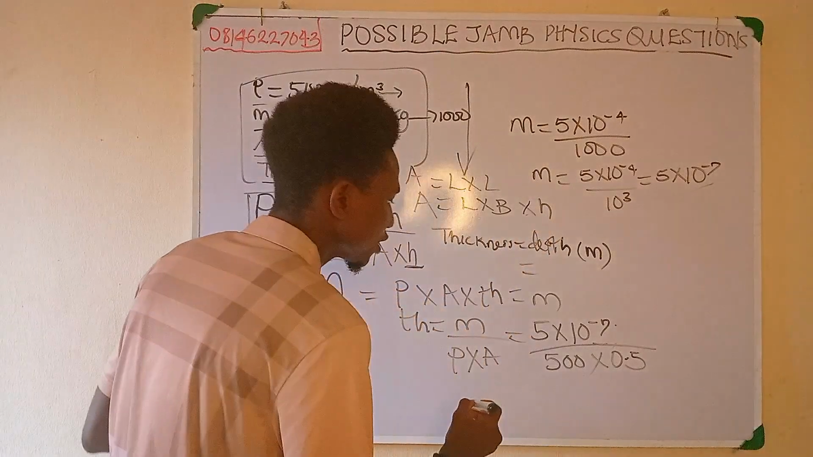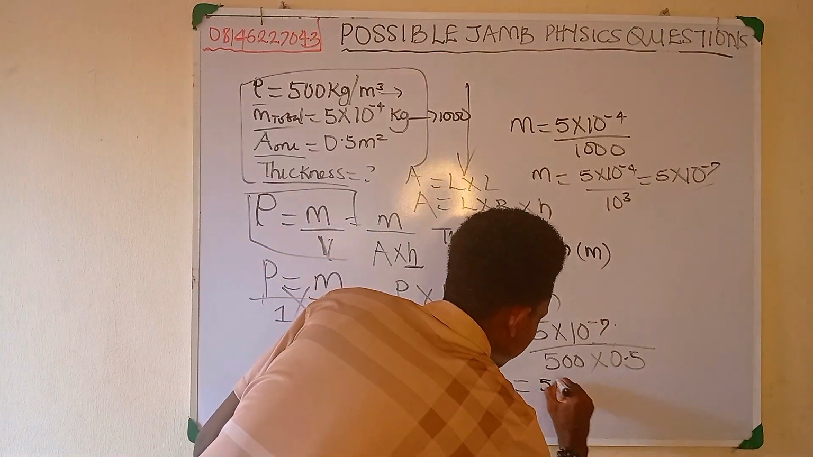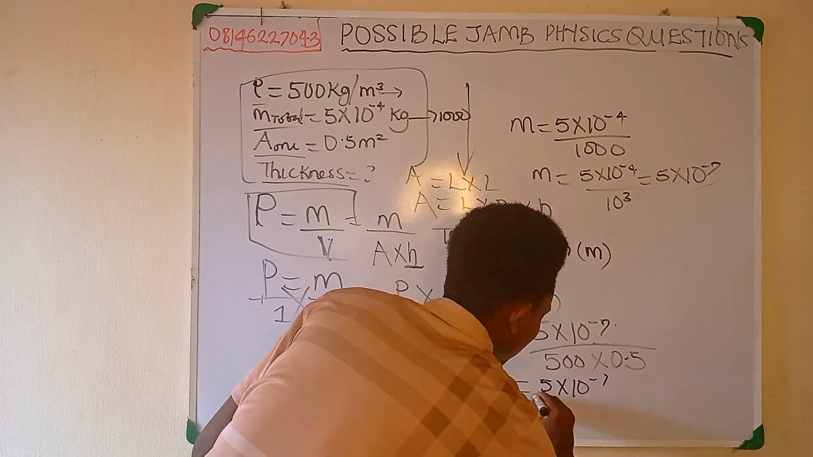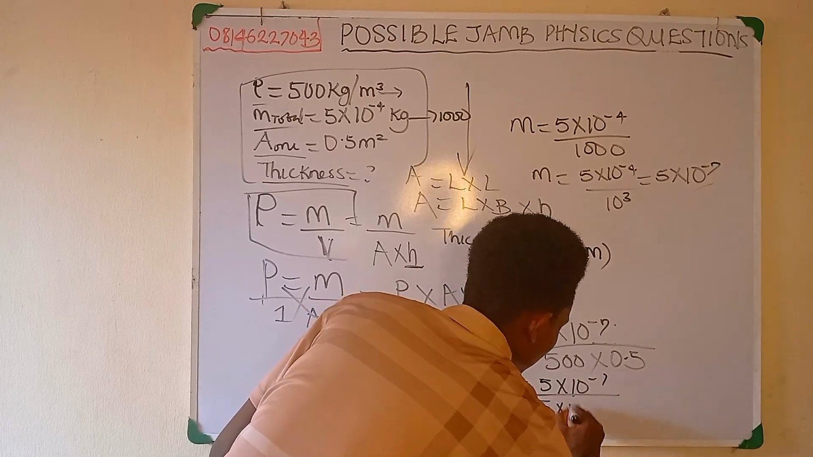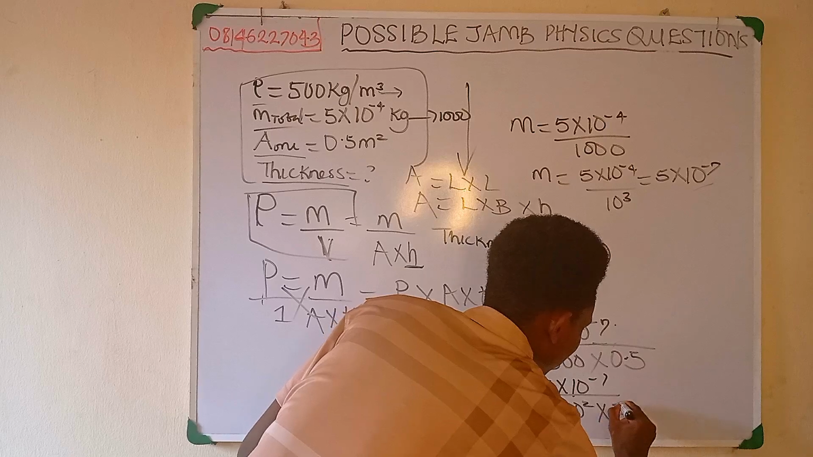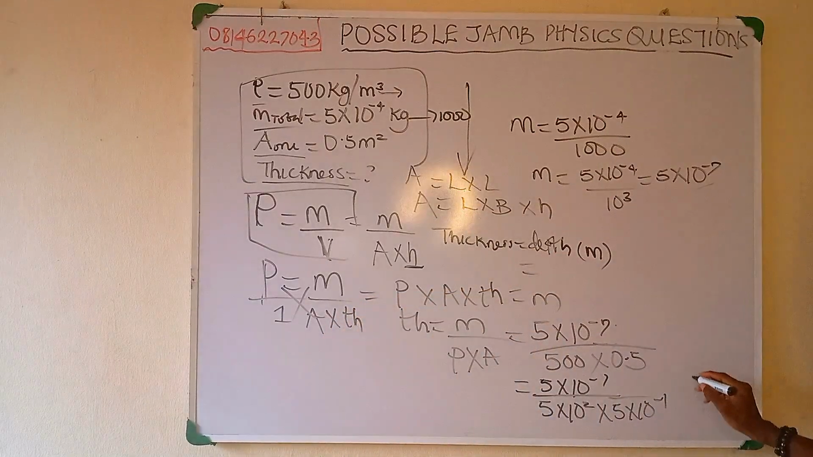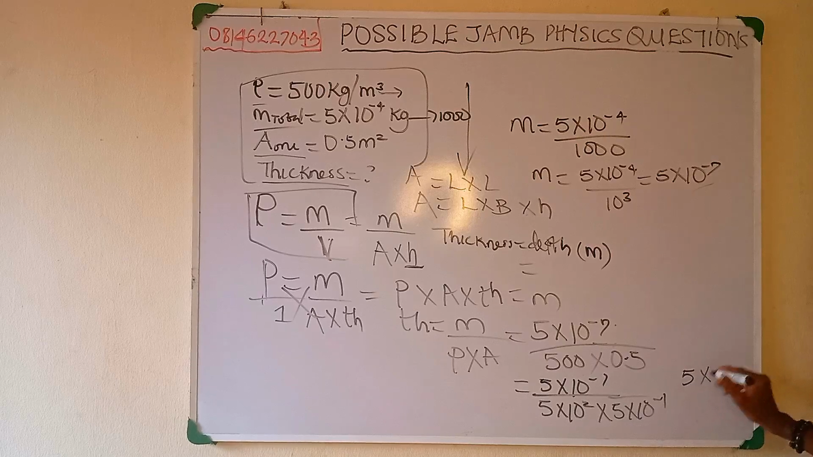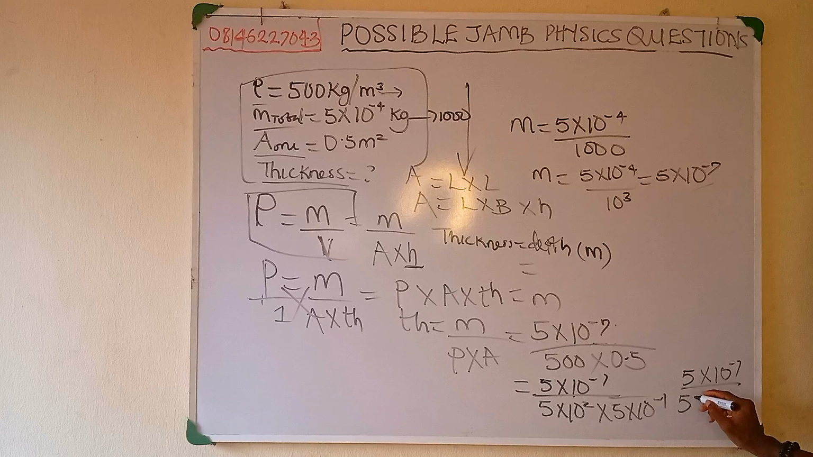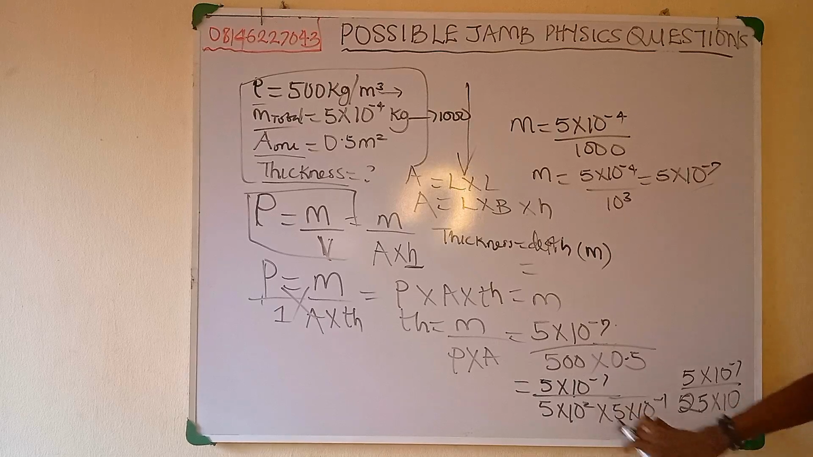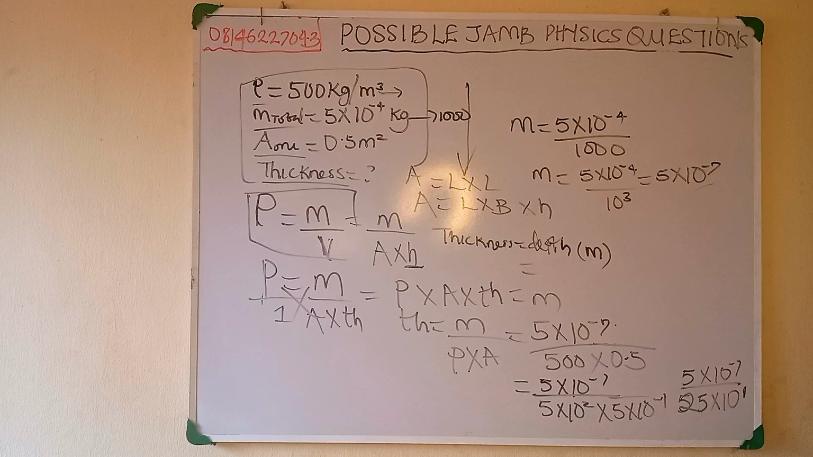Now quickly turning into index form, we're going to get 5 times 10 raised to power minus 7. Then we have 5 times 10 raised to power 2. Then 5 times 10 raised to power minus 1. If you take all the 5s, you're going to get 5 times 10 raised to power minus 7 divided by 5 times 5. 5 times 5 is 25. So just write 25 times 10 raised to power 2 minus 1, which will give you 1. You want to leave everything in index form.